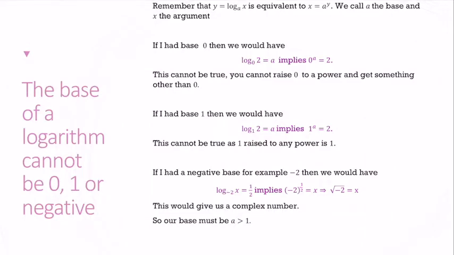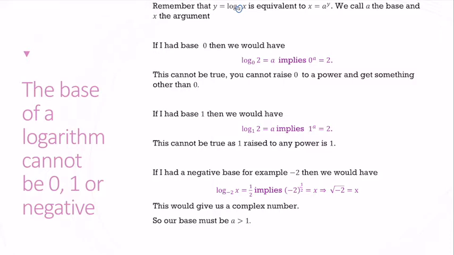Now, when we first defined logarithms, we always said that a had to be greater than 1. I said that our base couldn't be 0 and it had to be a positive number greater than 1, but I never told you why or talked about why. You just had to assume it. But you shouldn't have to do that. I should tell you. So here's why.